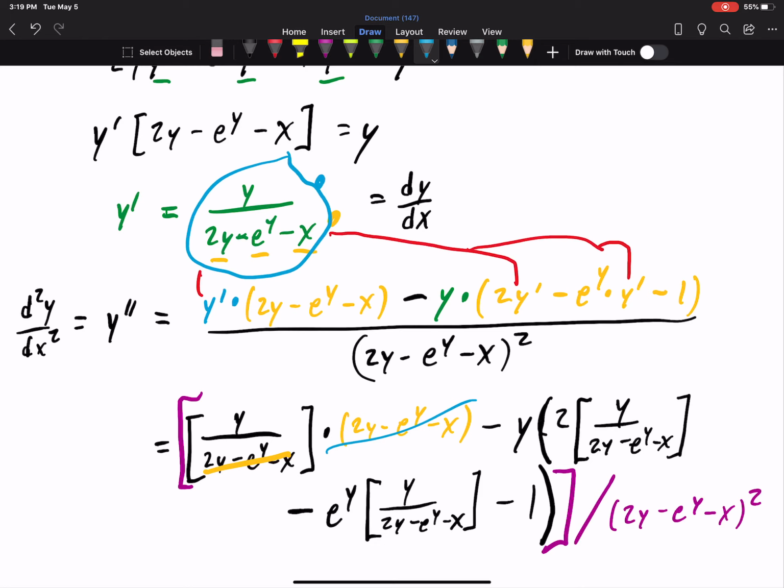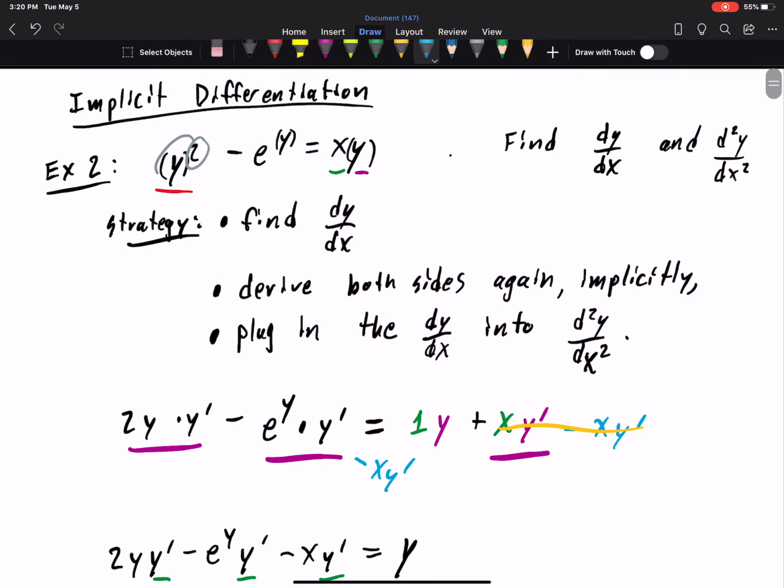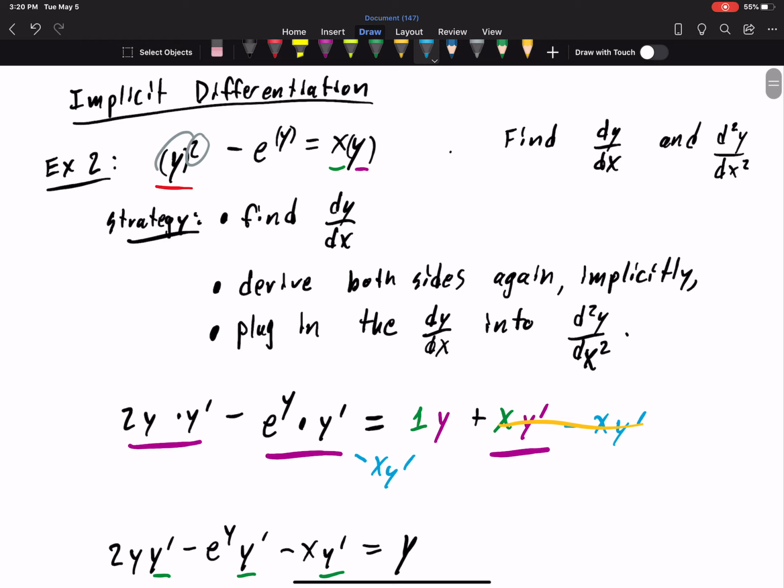This is a very messy problem, but the moral remains the exact same no matter how you do these. So let's review the steps. What did we do here? So the strategy: first find dy/dx using the standard implicit differentiation method. Then you derive both sides again implicitly. The left-hand side, your y prime, is just going to turn into y double prime. The right-hand side is going to be a nasty mess, usually involving the quotient rule.